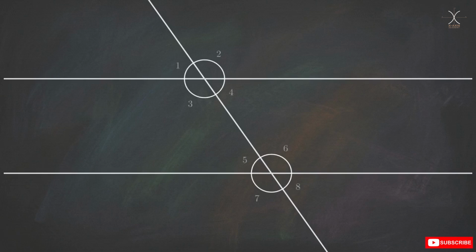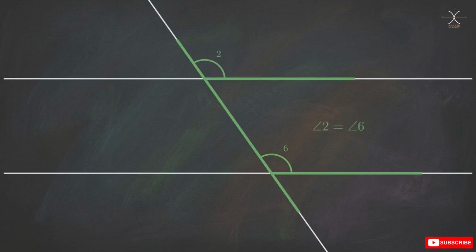Look at angles 3 and 6. These alternate interior angles sit on opposite sides of the transversal. Their placement creates a distinct Z shape. The alternate angles equality theorem states these internal opposite pairs are always equal in measure.